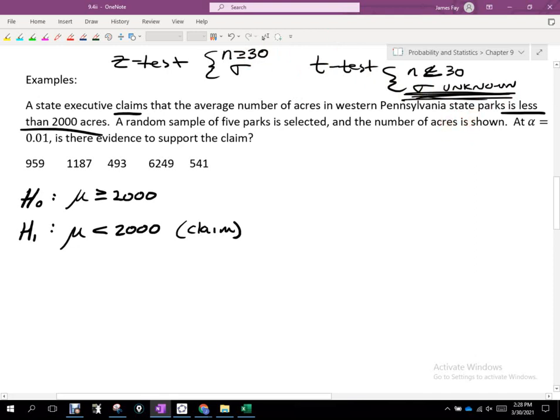Now, if you mess that up, think about this. I don't want to phrase it that way, because if you messed it up and chose the z-test, you're still going to find the correct test statistic.